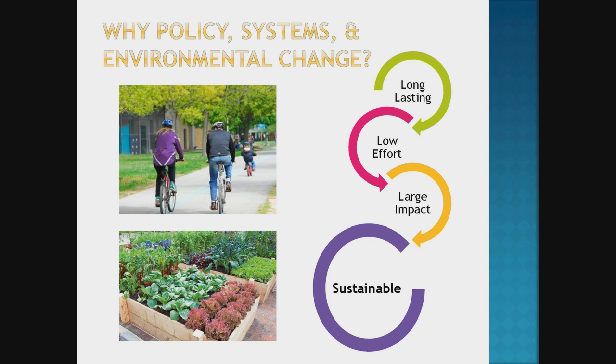So why do we look at policy systems and environmental change strategies? So we Thrive focuses on policy systems and environmental change strategies for a wide range of reasons. Typically, the top three reasons that we look at is that these interventions are long-lasting, they are going to be sustainable, and they're going to last for generations. And so we're not only impacting the current generation we're working with, but we're impacting generations to come. So those are the main reasons.